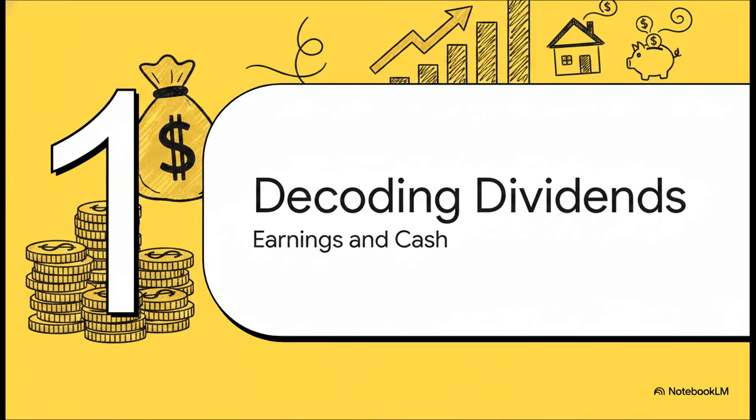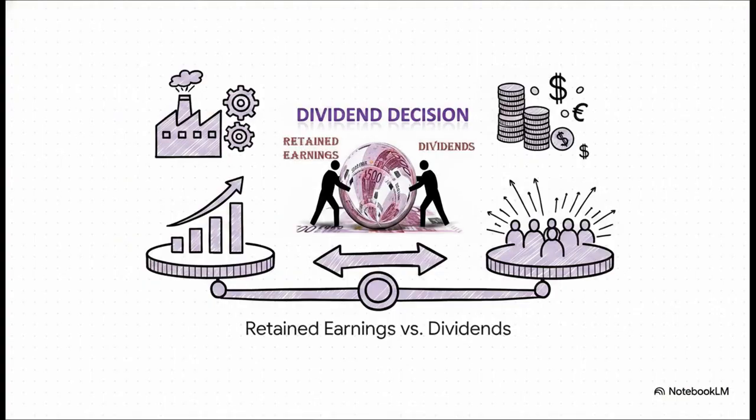Decoding dividend decisions, earnings, and cash. This is our very first logical bucket of factors, focusing entirely on the core money the company actually makes and holds. So at the heart of every single dividend decision is this fundamental tug-of-war. Whenever a company earns a profit, management has a massive core choice to make. Do they keep that profit inside the business for future growth, what we call retained earnings, or do they distribute a portion of it out to the owners, the shareholders, as dividends?